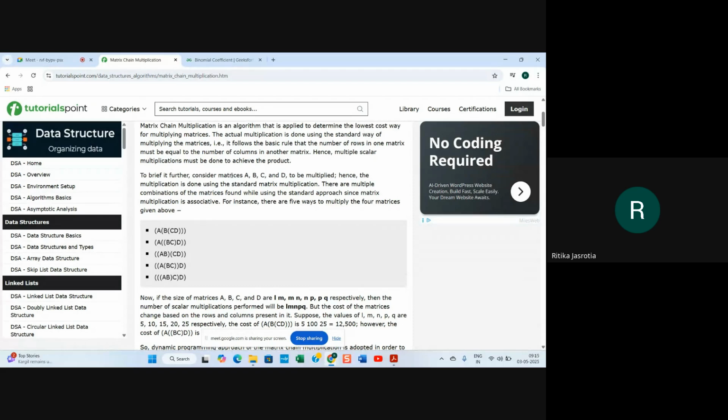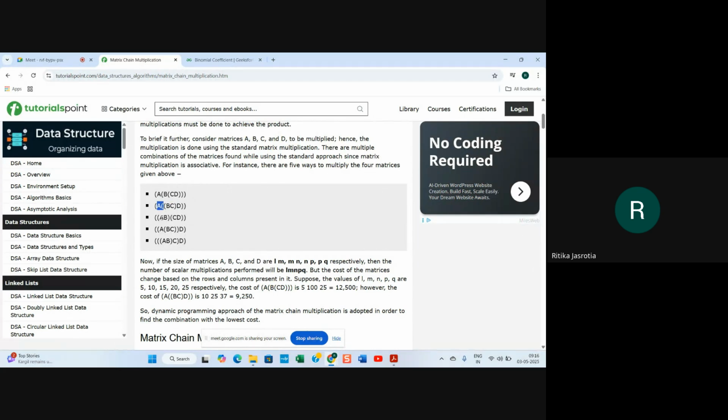To brief it further, consider matrices A, B, C, D. So you have four matrices A, B, C, and D to be multiplied. Hence, the multiplication is done using the standard multiplication. There are multiple combinations of the matrices found while using the standard approach, since matrix multiplication is associative. So there are 5 ways. You can say A into (B into (C into D)). So C into D first, then you will multiply B with that, then you will multiply A. So wherever you are putting brackets, according to that. Like here they are putting BC, then they are multiplying D with it, then they are multiplying A with it according to the bracket.